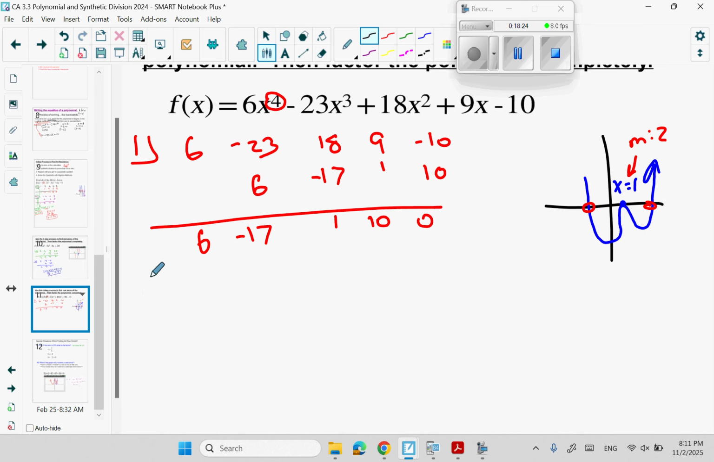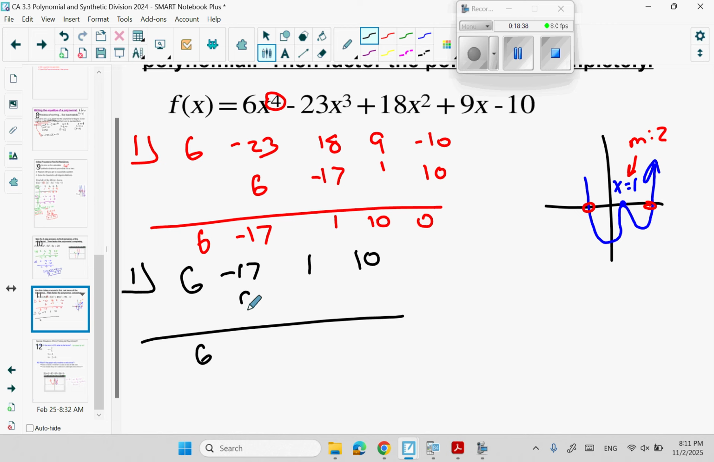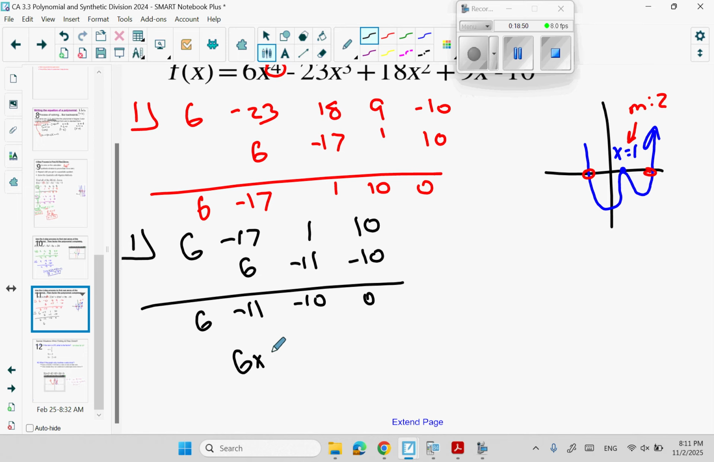And I can do it again because I have that even multiplicity. Otherwise, I could just plug this in and graph this, and I would actually see that I have x equals 1 as an intercept as well still. So I end up with 6x squared minus 11x minus 10, and I would get x minus 1 quantity squared.